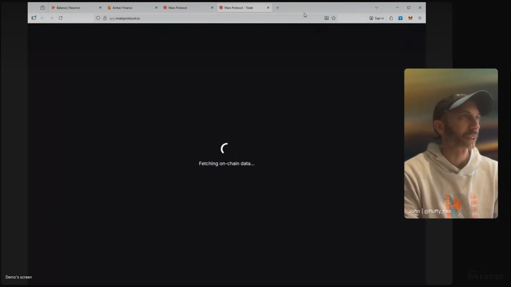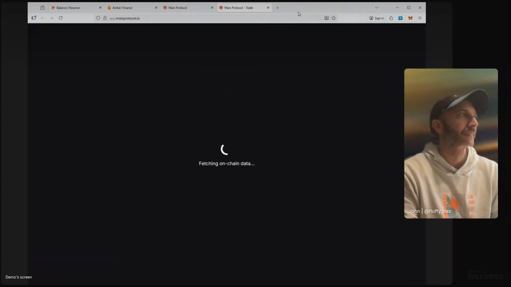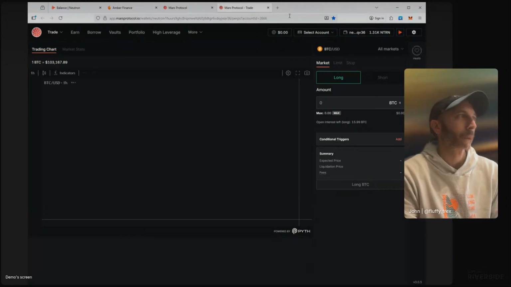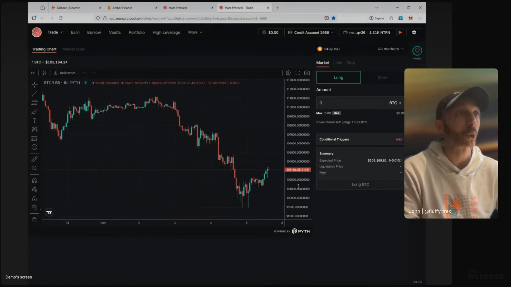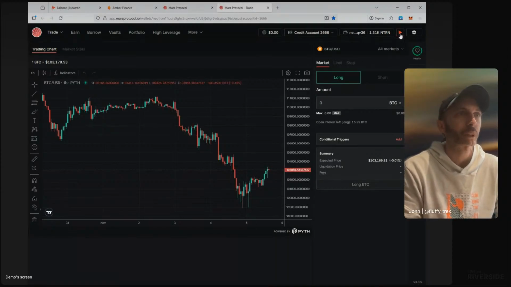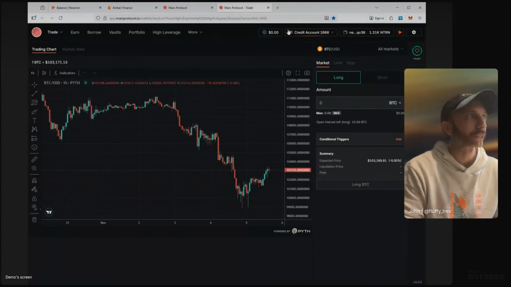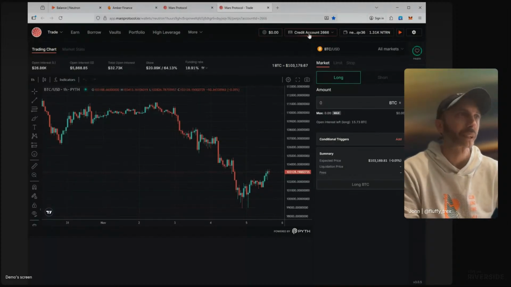If Mars loads, that would be fantastic. Awesome. Okay, so this is my demo account. This is Mars. This is what you'll see when you open it up. We're on the Neutron chain. You can confirm that here in the top right corner. Our wallet is already connected, so if it's the first time using this application, just connect your wallet, and you're going to have to go ahead and mint a credit account.